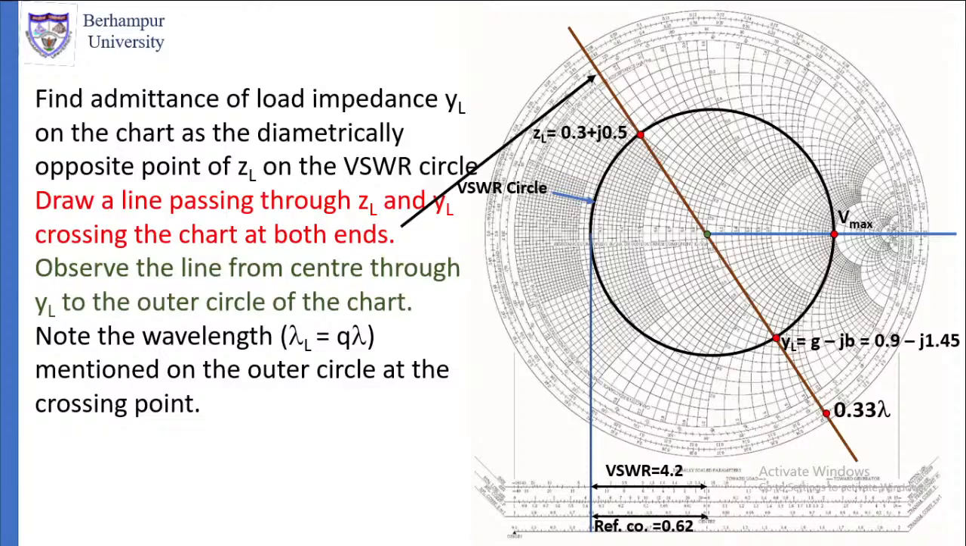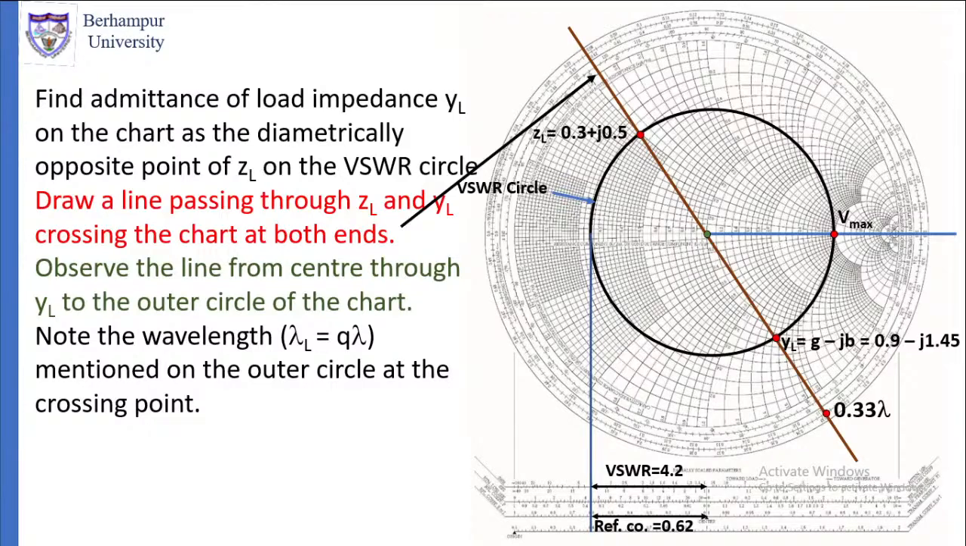For YL, read the value of R. The complete resistance circle that is passing through YL is giving you 0.3. It will be actually 1 by 0.9. And since we are considering G, therefore it will be 1 by 0.9. So you will find out what is Y. That will be 0.9 minus J 1.45. So look at what is YL.